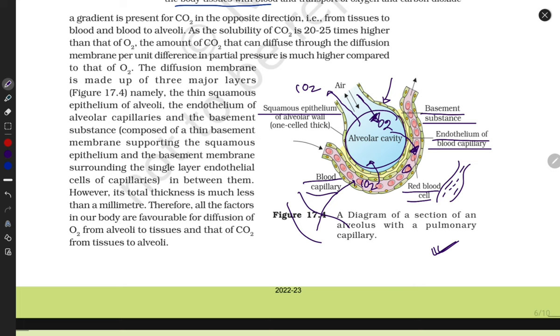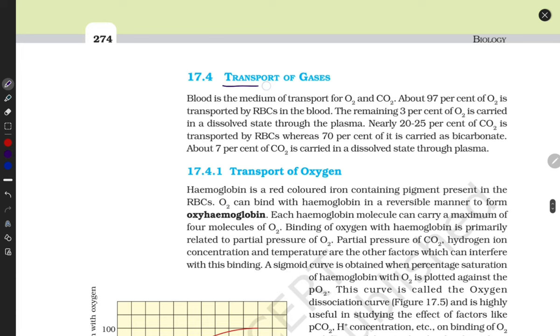Now, let's move towards the transport of gases. How gases will be transported in our body, how they bind, how they show their affinity. So basically, for the transport of gases, we are going to discuss oxygen and CO2. How oxygen will be transported and how CO2 will be transported. Let's start with the transport of oxygen. I give you a quick view. Then what is blood?